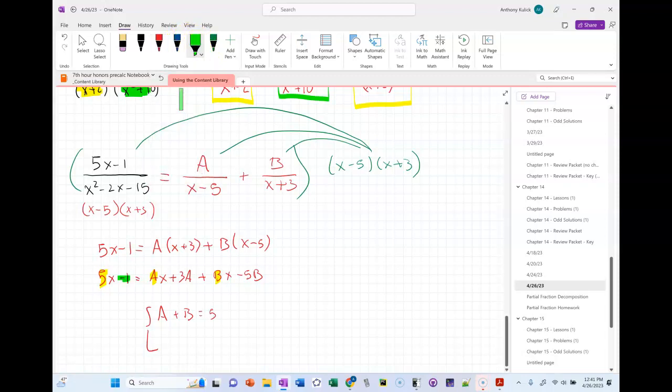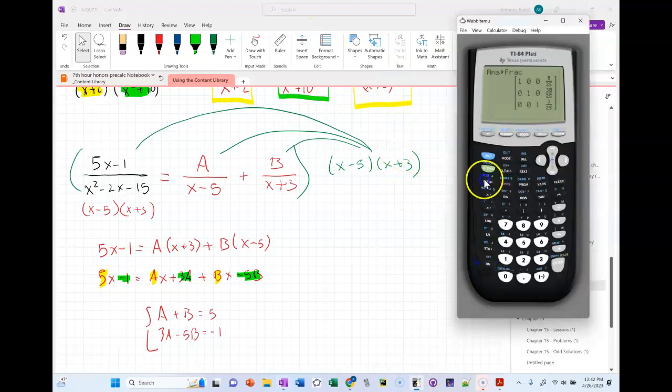And I know that negative 1 has to equal 3a minus 5b. Everybody cool there? All right, let's solve this system. I'm just going to use a matrix to do it. You could probably do this one by hand. It wouldn't take too long to do.